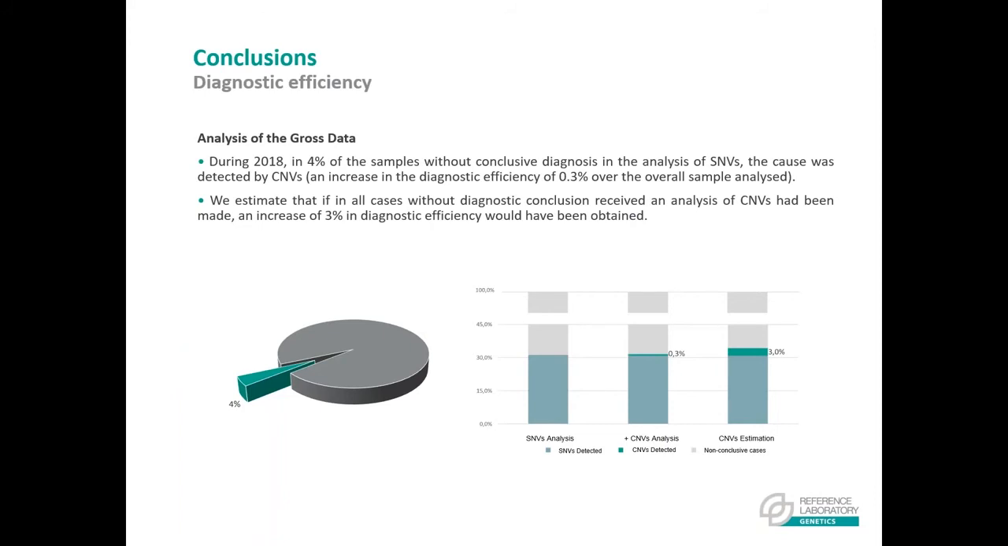During 2018, in 4% of the samples without a conclusive diagnosis in the analysis of single nucleotide variants, the analysis of copy number variants was performed, the cause was detected by them, increasing the diagnostic efficiency by 0.3% over the overall samples analyzed by us in 2018. We estimate that if in all the cases without diagnostic conclusion by single nucleotide variants, analysis of copy number variants was performed, an increase of 3% in diagnostic efficiency would have been obtained. A 3% may not seem a lot, but it's important not to forget that we are talking about patients that will receive a final diagnosis.